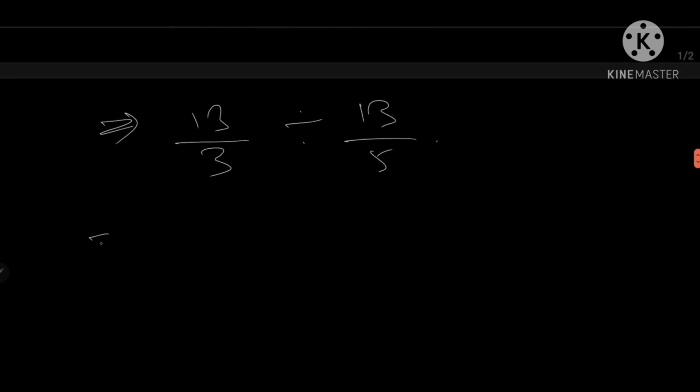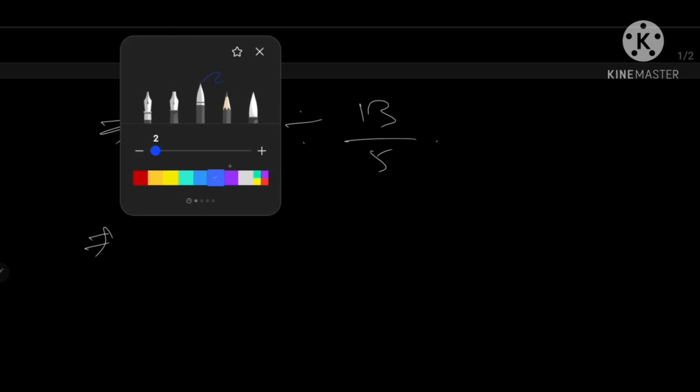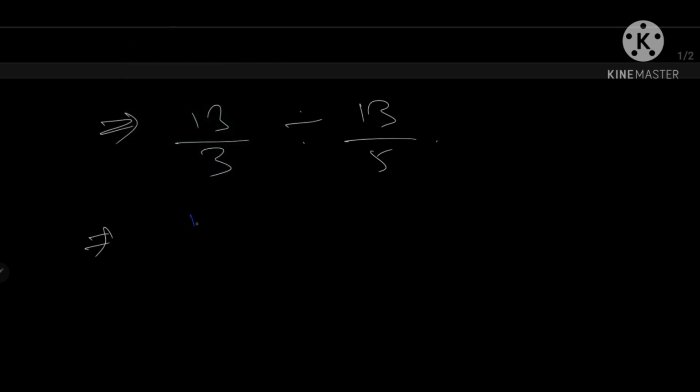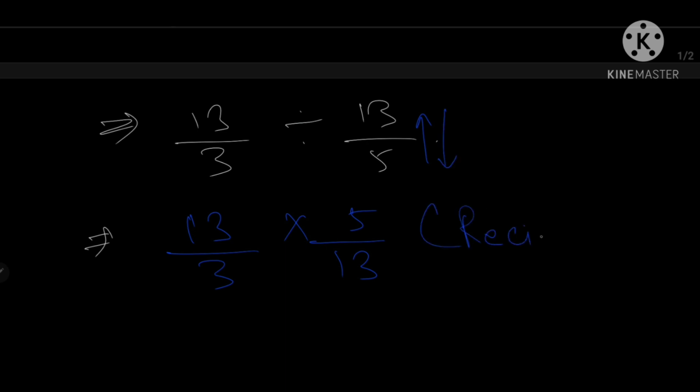Now what was the next step? We'll just do the reciprocal thing out here. So 13 by 3 into 5 by 13. This will go up and this will come down. This is known as reciprocal.